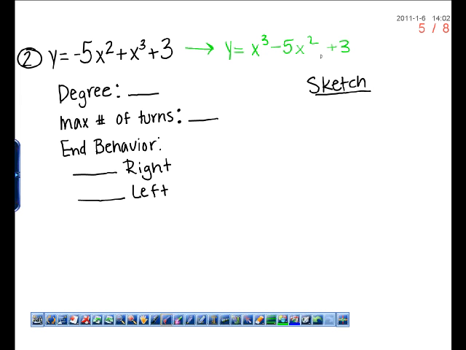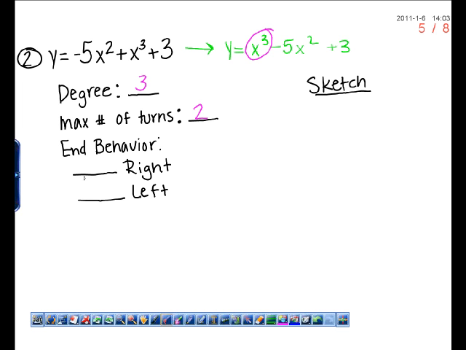Good. What's my leading term? This first one, this x cubed. See how easy it would be to forget and make negative 5x squared your leading term? Got to make sure it's in standard form. All right, degree? 3. Max number of turns? 2.